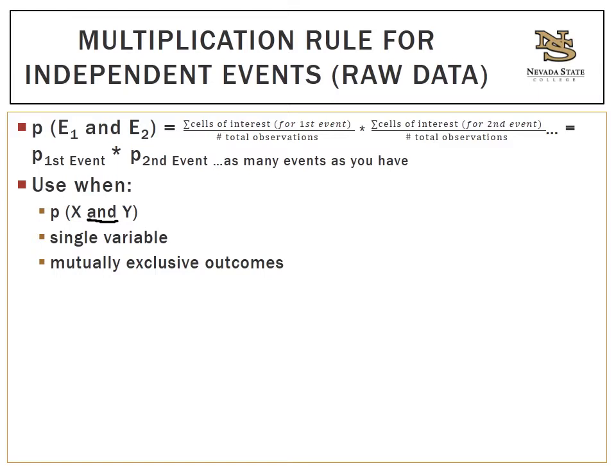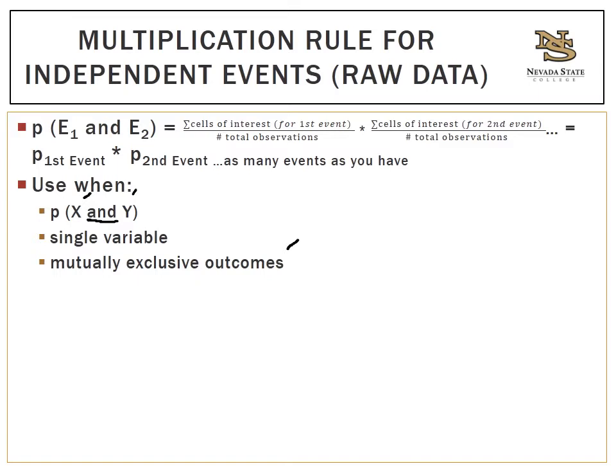We have a single variable, so x is one level of the variable, y is the other level of the variable. So like ambulance and helicopter, or if you're looking at condition, like good and critical condition, two different types of condition. And we have mutually exclusive outcomes, meaning that if somebody is in critical condition, they cannot be in good condition. If somebody arrives in a helicopter, they can't also arrive in an ambulance.